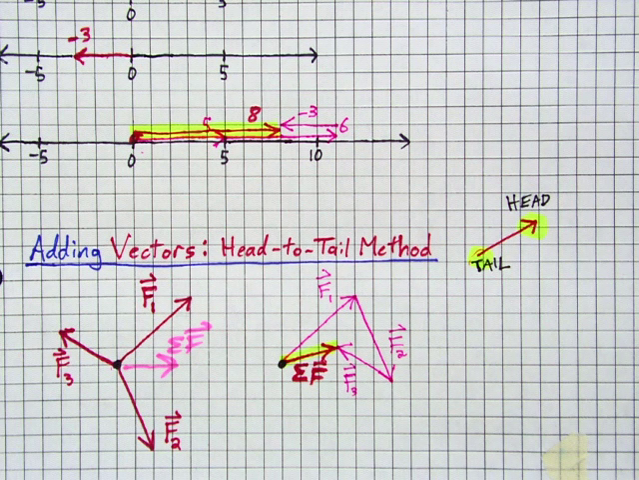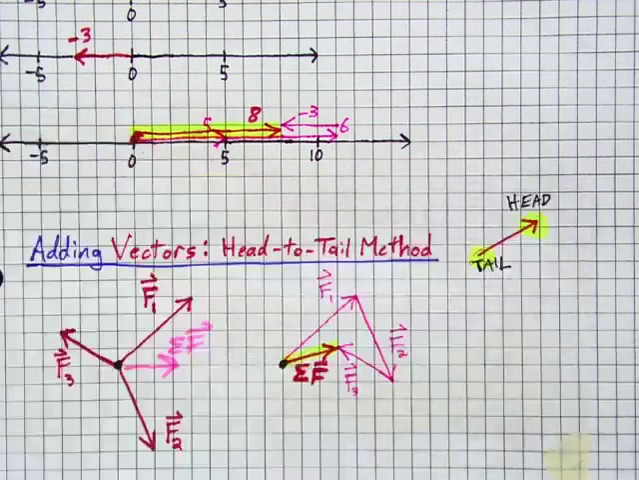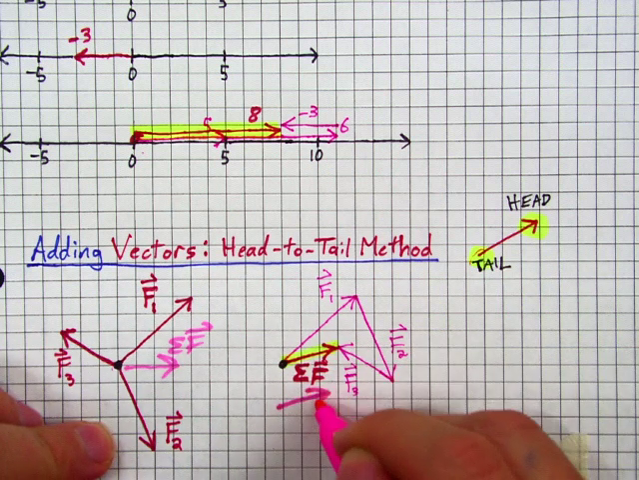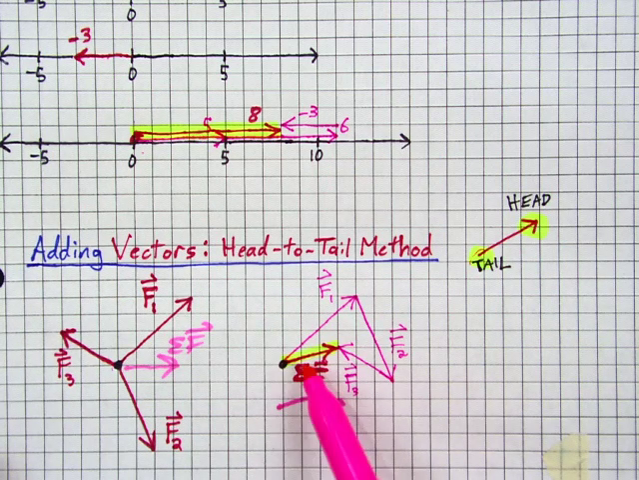And that then also, according to our ancient haiku, that sum will also be the direction of our acceleration. The acceleration of the object at that instant will be parallel to this net force.